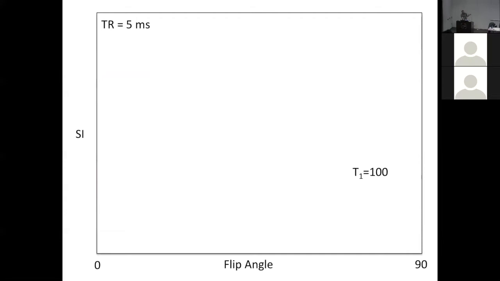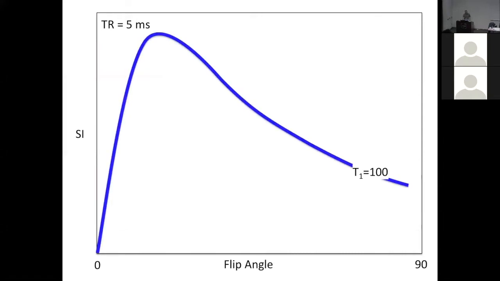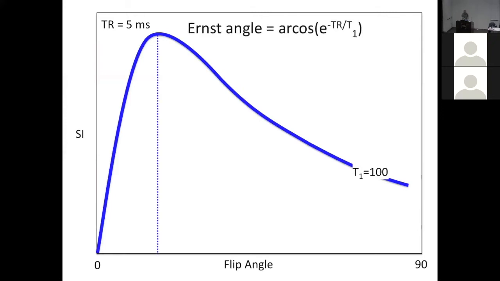So now I'm going to plug in that formula that I showed you in the previous slide and let the flip angle go from 0 to 90. And when I do that, I get this. So can everyone appreciate that as the flip angle increases, the signal to noise goes from 0, reaches a peak, and then comes back down. Okay. And then you ask yourself, what is that flip angle that maximizes the signal? Well, this is given by the so-called Ernst angle, which is given by this equation over here.